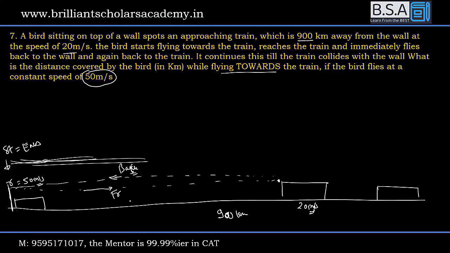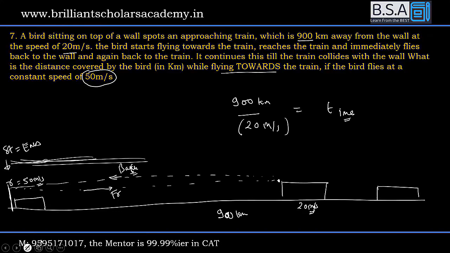So let me focus on the train first. The train will have to travel 900 kilometers with a speed of 20 meters per second. Notice here, I have not changed the unit of speed. This is the amount of time. Whether this time is in minutes, days, hours, don't worry. This is the time needed for the train to reach the wall.